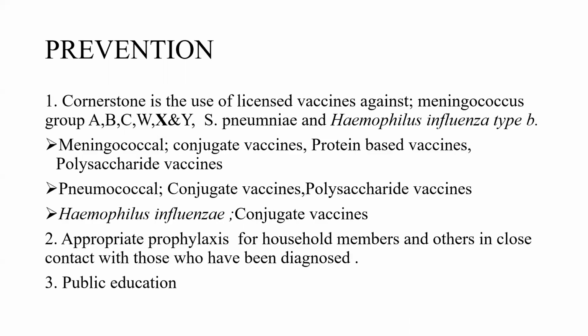So prevention. The use of vaccines is the cornerstone in the prevention of meningitis. And so these vaccines have been licensed against the meningococcus, that is the serogroups A, B, C, Y. However, there is no vaccine against the X. And we also have a vaccine against the Haemophilus influenzae type B and the Streptococcus pneumoniae.